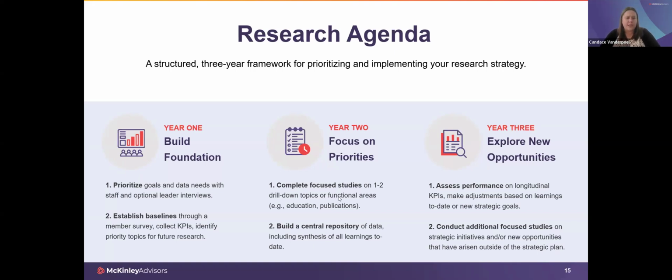And then year 3 is really an opportunity for you to explore new areas. You can use some of your research during this year to look back at your KPIs and see if there's any progress being made, and make adjustments along the way if you have moved into new strategic goals or new priority areas that have come up over the last couple of years. But you may also be going into a new strategic plan by this point, so maybe there's an opportunity to understand what the new priority areas are from your membership as well.